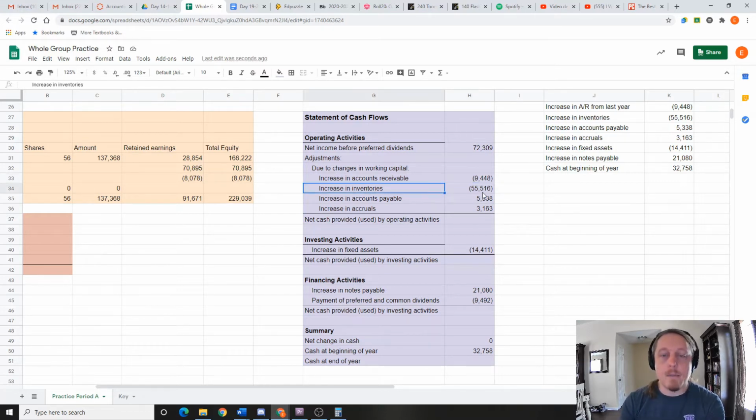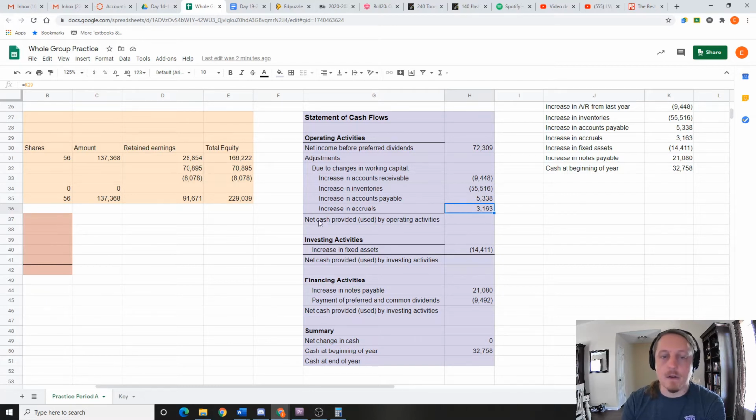Okay, we bought some inventories. That's an asset, but we lost that cash, so we include that here. Increase in accounts payable. Now this is positive, which seems strange because now we owe somebody, but because we owe somebody, we haven't spent that cash. So we've retained that cash. We kept that cash, so that's a positive. We still have that cash. And an increase in accruals, same way, positive.